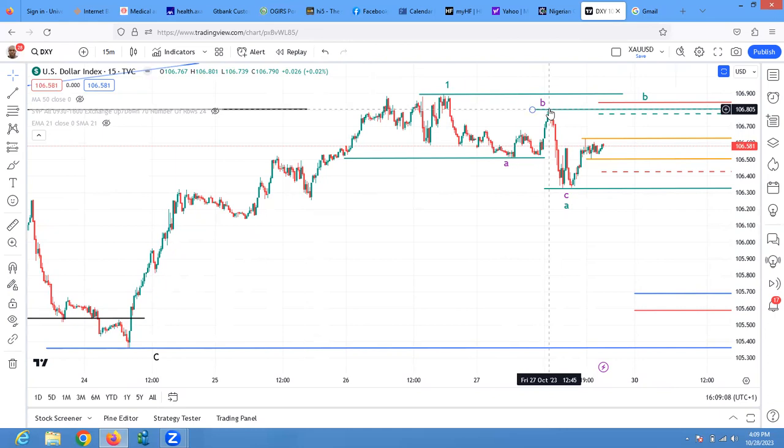Like I said, you must be able to identify a C. A C in any correction is a motive impulsive wave. And that is what we've gotten here, an impulsive wave to the downside. And if you count the internal structure, it is a 5-wave structure.